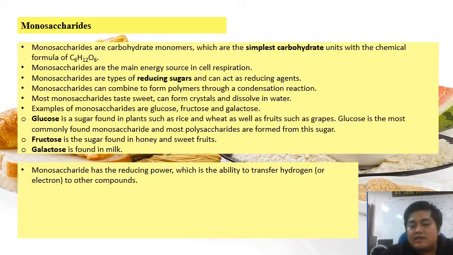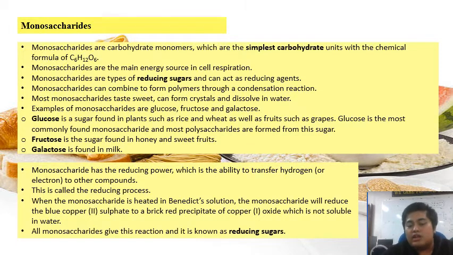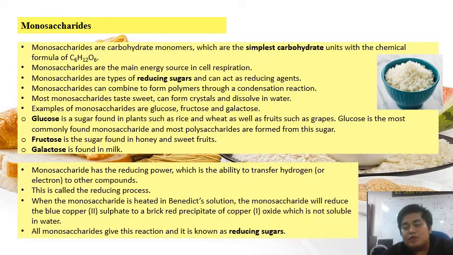So monosaccharide has a reducing power, which is the ability to transfer hydrogen or electron to the other compound. This is called as a reducing process. So when monosaccharide is heated in Benedict solution, the monosaccharide will reduce the blue copper II sulfate to brick red precipitate of copper I oxide, which is not soluble in water. So all monosaccharide give this reaction and is known as reducing sugar. So inilah contoh kat mana kita boleh jumpa kita punya monosaccharide, kat kita punya nasi.